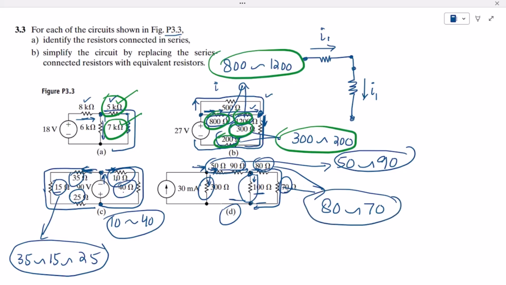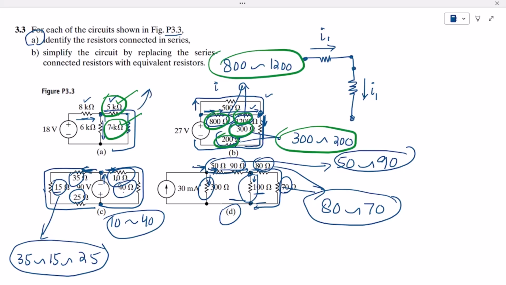So we have seen which resistors are in series with each other, and we have seen what the condition is. So this is basically the solution for part A. In part B, simplify the circuit by replacing the series connected resistors with the equivalent resistors. So here, which resistors are in series?